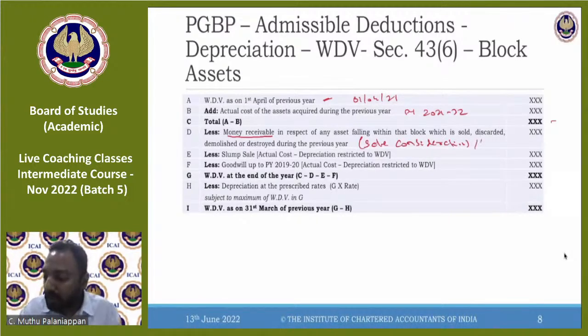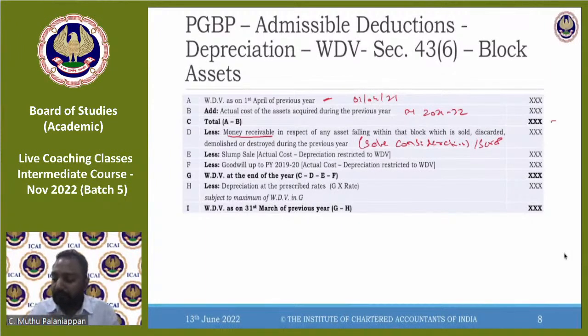So sale consideration or scrap value, this is called as money receivable. So that is reduced from that. And the next concept is slump sale. So what do you mean by slump sale? Actually, again, slump sale is more for the final syllabus only. It is relevant for your final only. But I'll just briefly explain what it is all about.